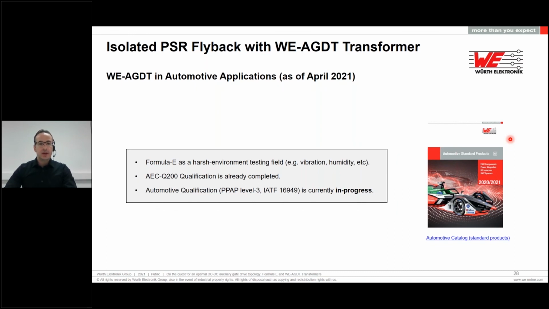And just to mention regarding automotive applications, we have already said AEC-Q200 qualification is completed. Automotive qualification, PPAP level 3, IATF 16949 is currently in progress. It will be completed in the future. So for automotive projects, the current WE-AGDTs can be used for development and pre-validation, but for mass production, you should wait until the fully automotive qualified parts are released and included in the automotive standard products from Würth Elektronik.